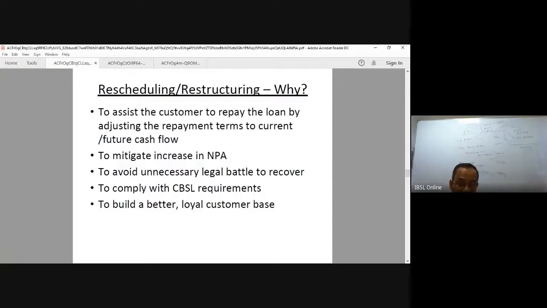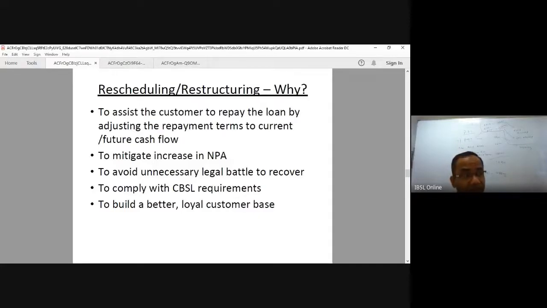You also comply with the central bank requirements, and this action helps build a better loyal customer base. If you're able to restructure and help the customer out in his bad times, so that he goes through the bad patch without much of a problem with a bit of relaxed repayment terms, you are retaining a loyal customer, right? You are building a better loyal customer base. That's important.